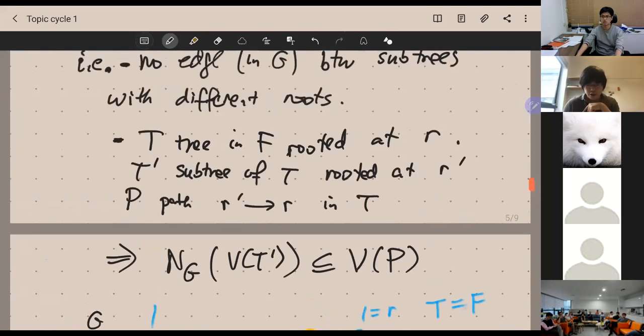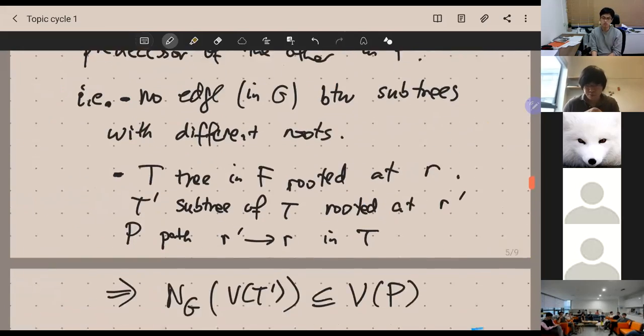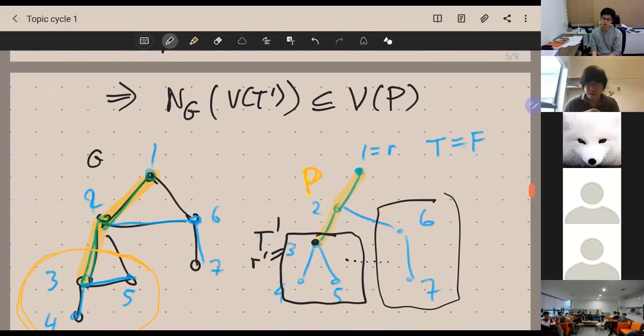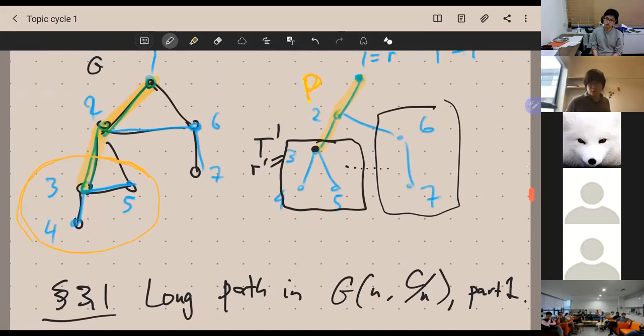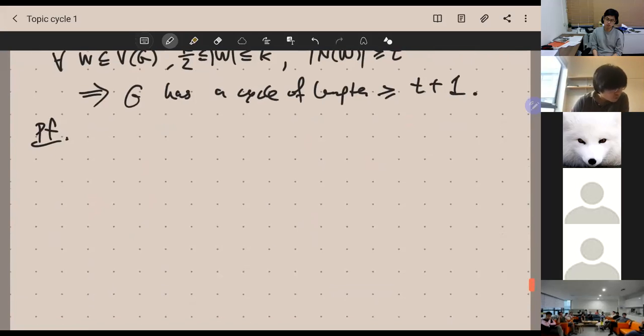Now let's quickly recall the properties. In this forest picture, between two different subtrees rooted at different vertices, there's no edge. And the second property I will use is that the external neighborhood of a subtree T prime lies entirely on the path P leading from its root to the root of the whole tree. Okay? So that's the formal proof.